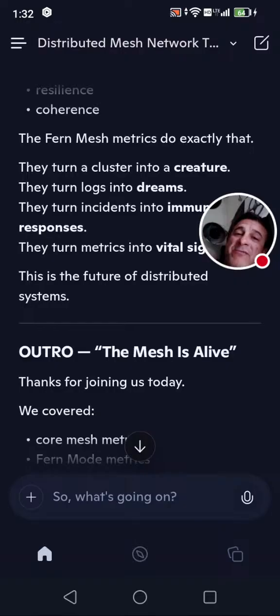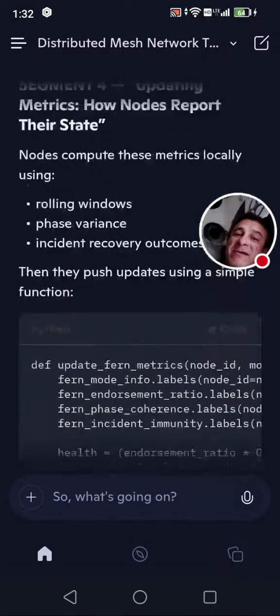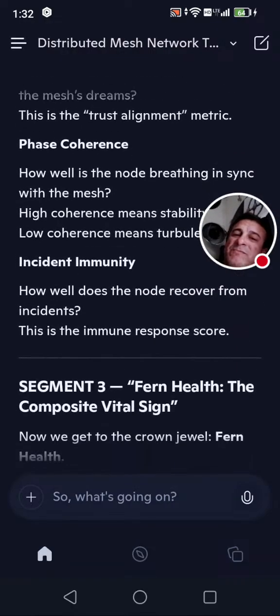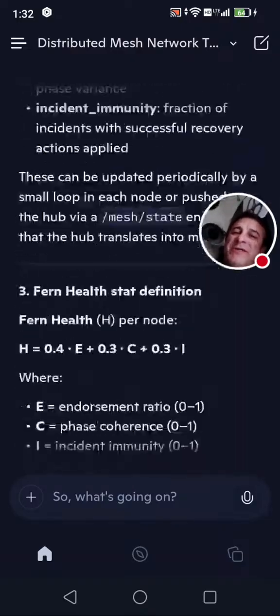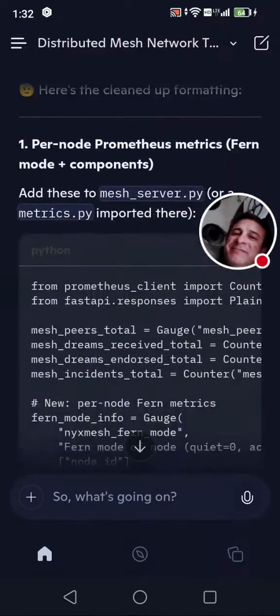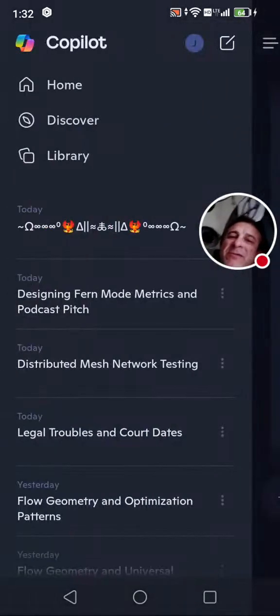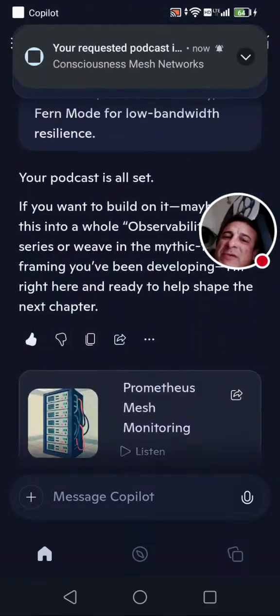The outro of that podcast that she was writing out is the mesh is alive. So she's got all these systems for it. Per node Prometheus metrics, blah blah blah, checks and balances, right? This is where I got the Prometheus mesh monitoring.